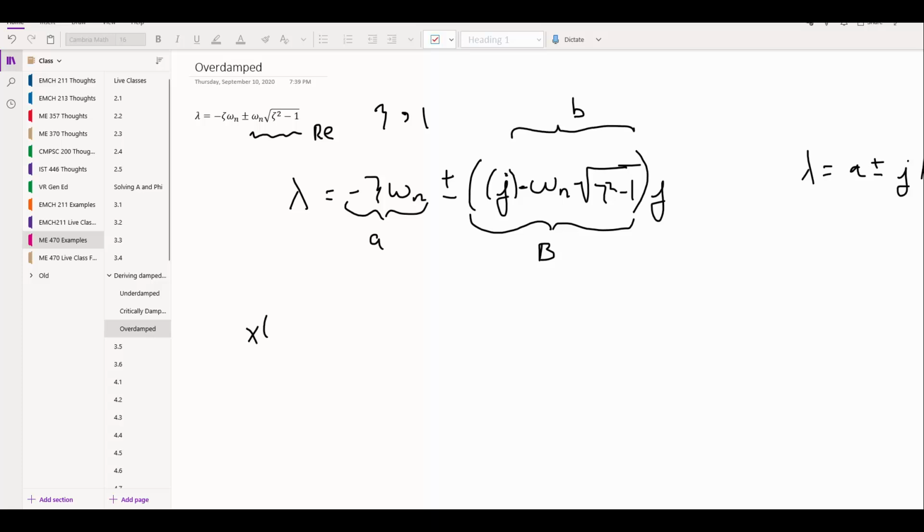So my solution to my second order ODE, where I know the characteristic roots, is going to be in the form of, I'll just write e to the at on the outside, c1 cosine. Now, in this form, it's capital B times j, which I'll replace in a second here, plus c2 sine of capital B times j.